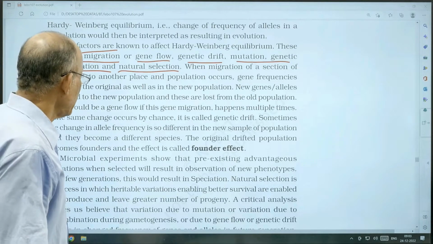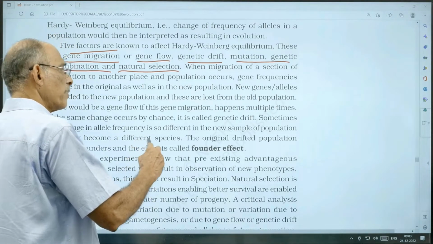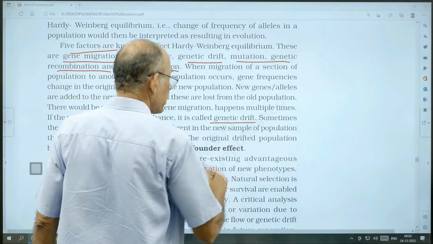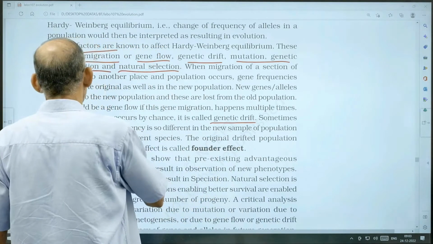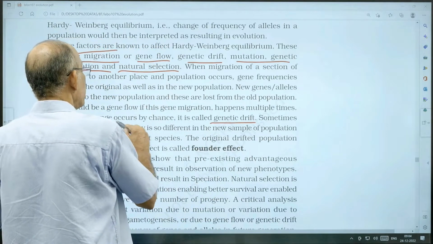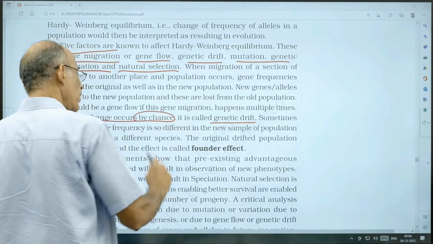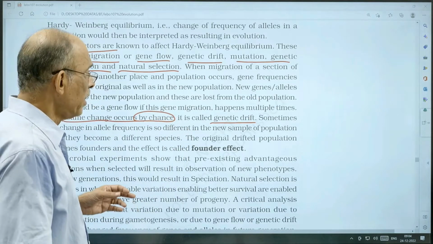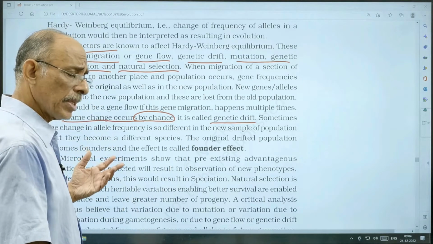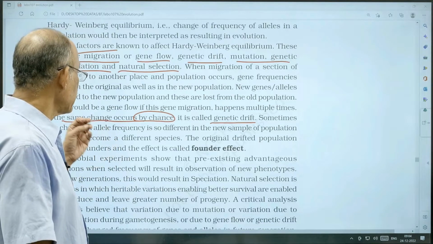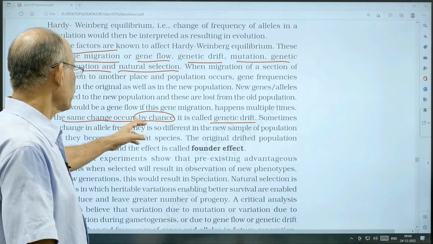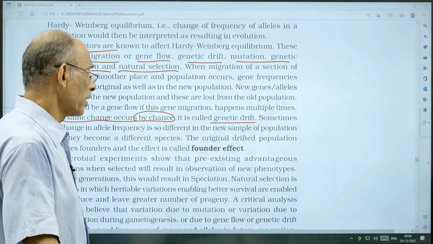Now there is another term, genetic drift. What is meant by genetic drift? Suppose this allele frequency changes by some chance. We do not know the actual reason. After some time, the allele frequency is actually changing. That means by chance. When the allele frequency change occurs by chance, it is called genetic drift.